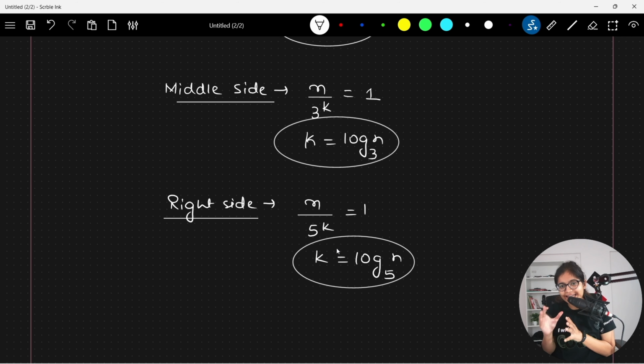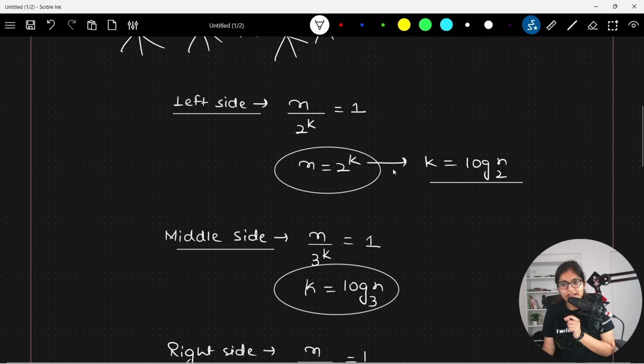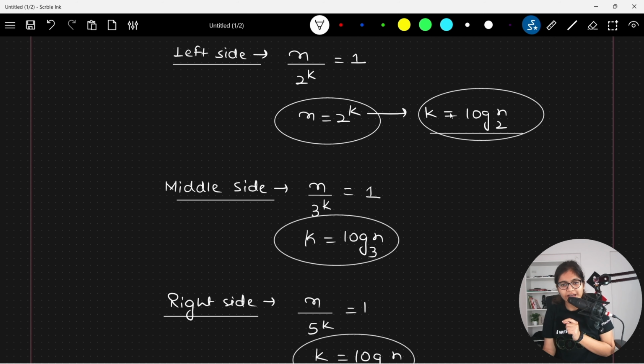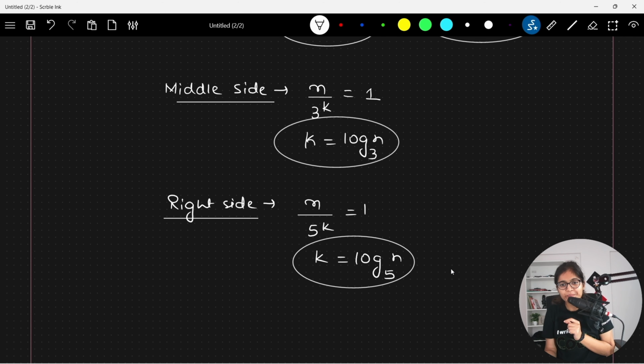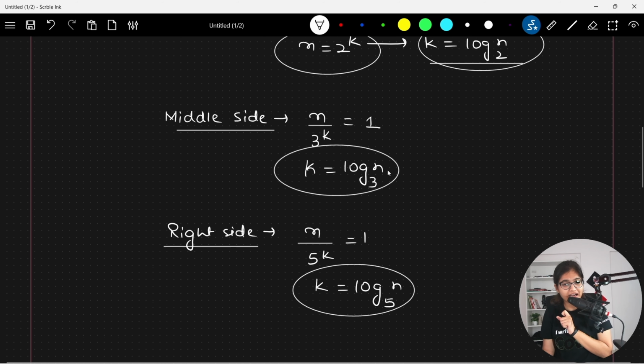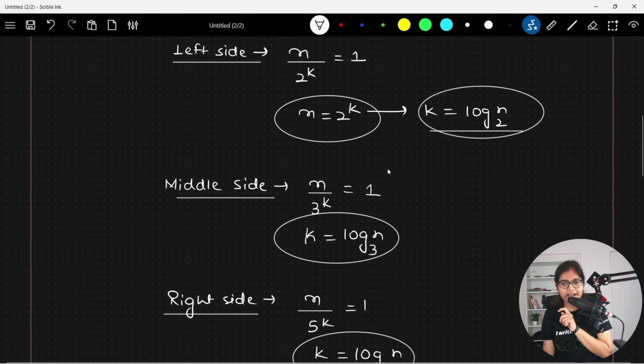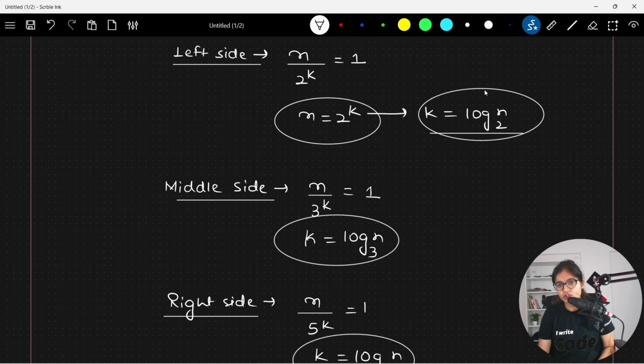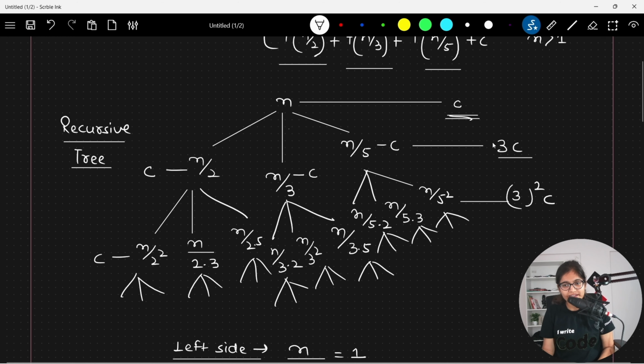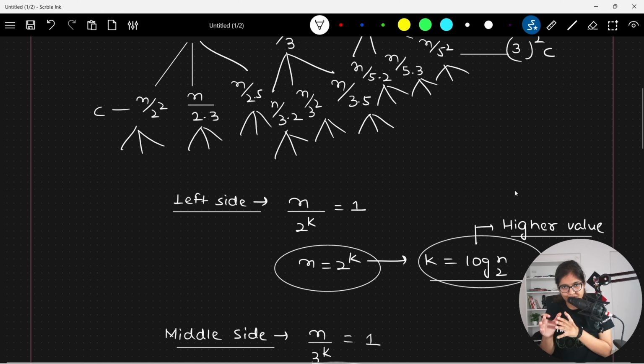So here we are getting 3 different values of k. One is log of n base 2, one is log of n base 3, and one is log of n base 5, right? Now the question is which value of k is higher. The one having the lower base. So can I say that log of n base 2 is the higher value out of these 3? Yes. And at every level, the maximum level is log of n base 2. And at each and every level we are getting the power addition by 1.